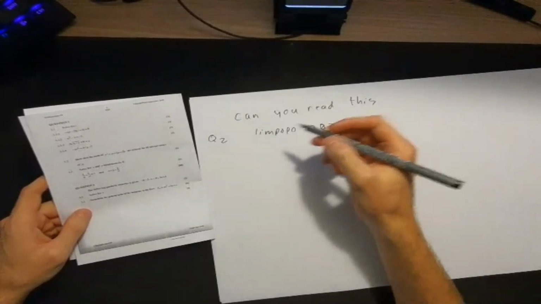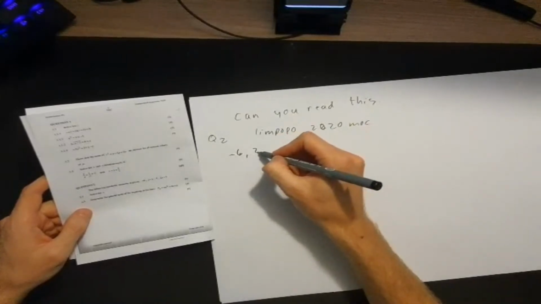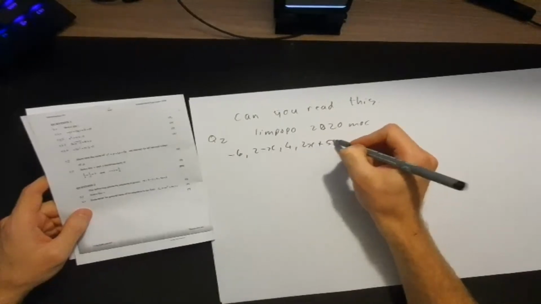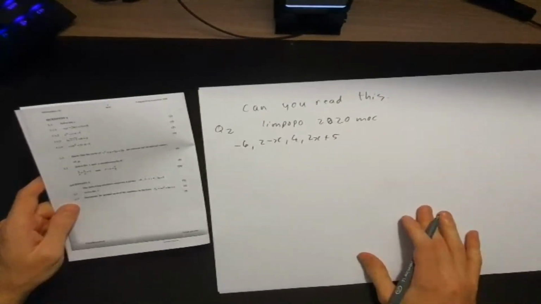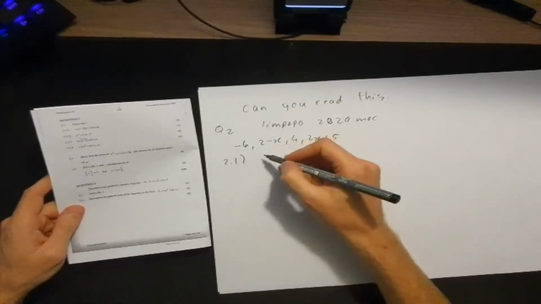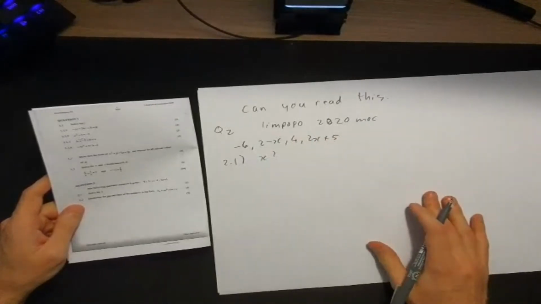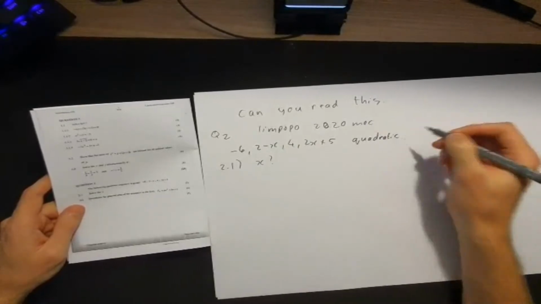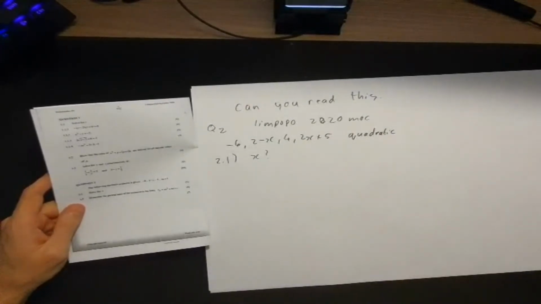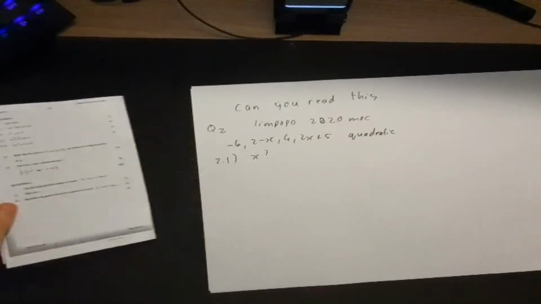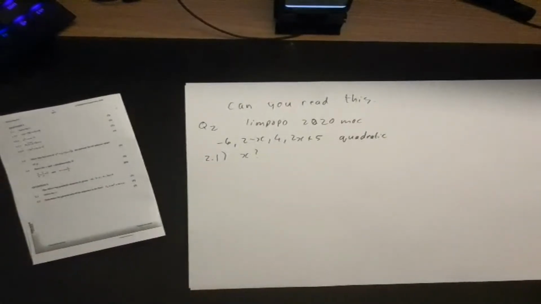Okay, so they give us the following: -6, then 2 minus x, then 4, and 2x plus 5. Question 2.1 says find x. They also tell us that it's quadratic. So we need to now solve the following quadratic over here. If you want to have a crack at that, I'll give you guys a few minutes to attempt it, and then I shall go over it.